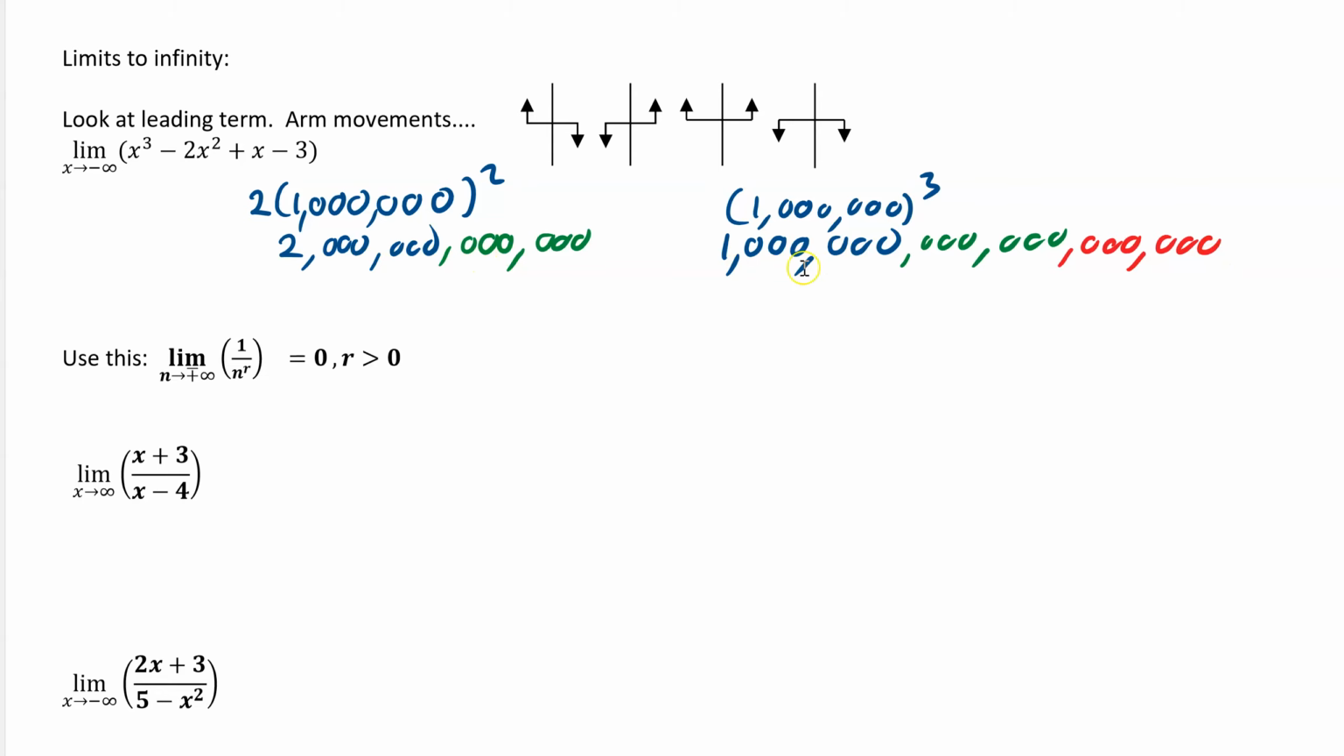And if you keep doing that, so if we did 1,000,000,000 squared and 1,000,000,000 cubed, then this would be 1,000,000,000 times larger. With 1,000,000,000,000, this would be 1,000,000,000,000 times larger. So this one is growing a lot quicker than this one. So who decides what happens to this polynomial? It's our first term, our leading term with the biggest degree.